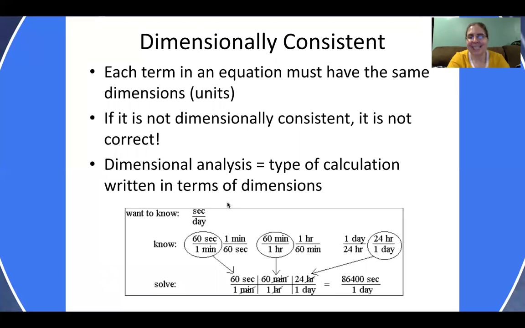Your measurements need to be consistent dimensionally. So that means that you can't have different units. You have to try and get everything to the same unit. And that's where something called dimensional analysis comes in. It's a type of calculation that is written in terms of the dimension. Because if you do not put everything into matching units, you will not get a correct answer. It's just not going to happen.